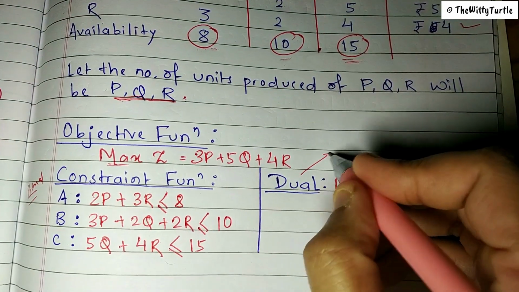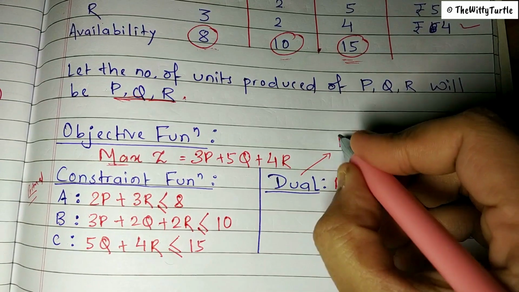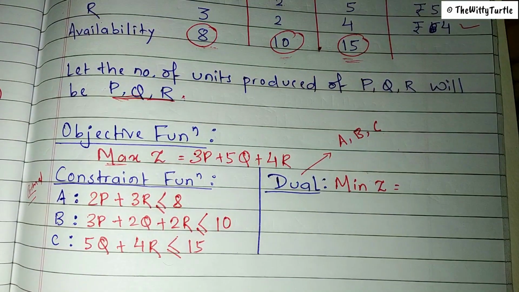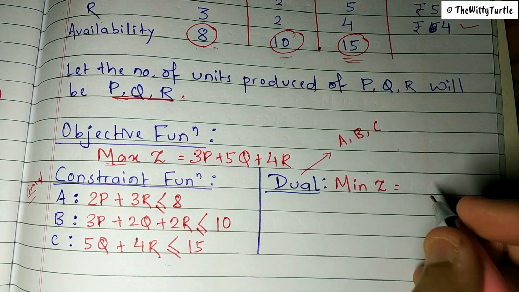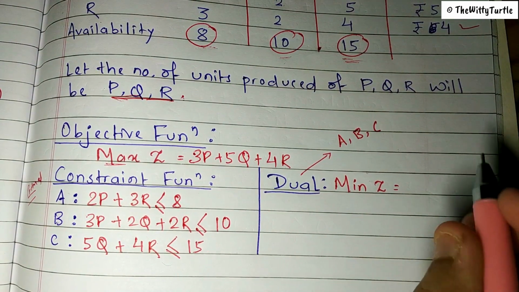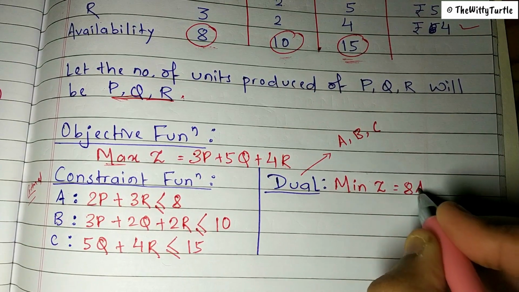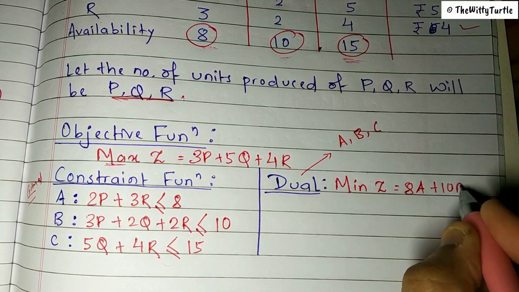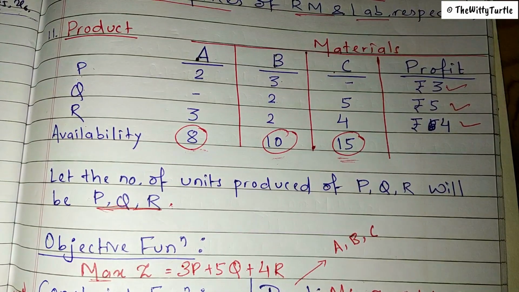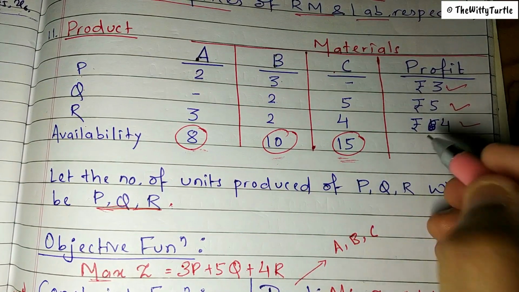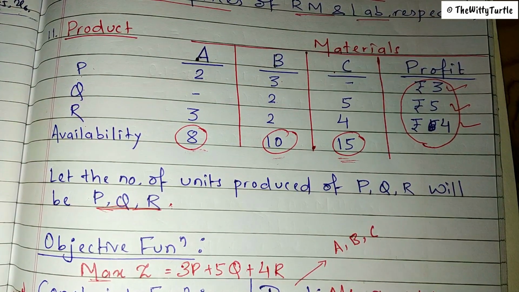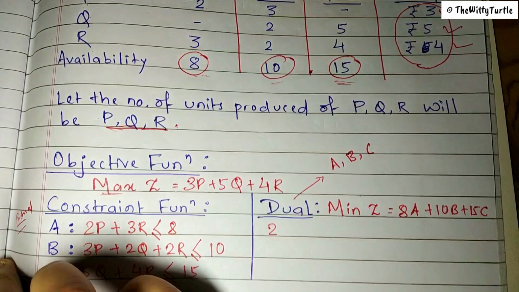So for the dual, we are taking 3 variables known as A, B and C for raw materials A, B and C respectively. So the objective function of the dual is minimize z, which is equal to 8a plus 10b plus 15c. Now in the dual, what are the 3 constraint functions? Here the 3 constraint functions are to maintain the profit amount, maintain this much of profit anyway, right?